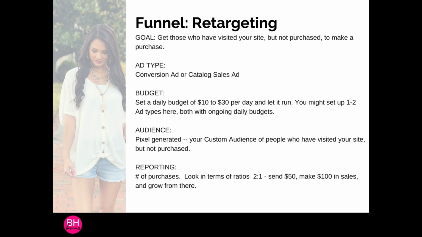What type of budget are you going to set for one of these two types of ads? Well, again, just like our new customer acquisition strategy, our retargeting strategy should be a daily budget of anywhere from $10 to $30, and you set it and you let it run. Now, you may set up just one type of ad, let's say the website conversion type of ad, or you may layer multiple ad types here, both a website conversion ad and a catalog sales ad, so that the people who have been bouncing off of your website are getting contacted, we'll say, a couple of different ways. That's going to help drive that overall conversion at the end of the day.